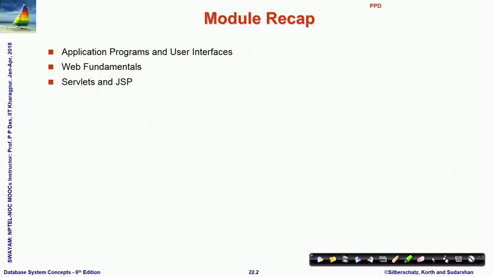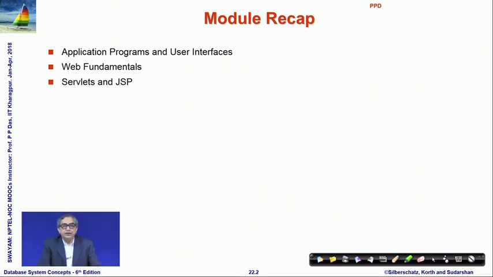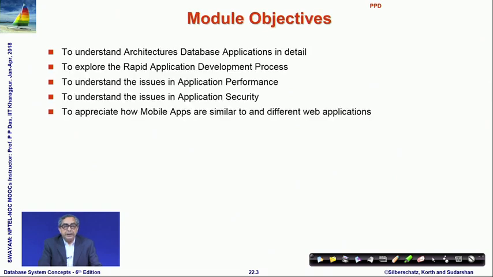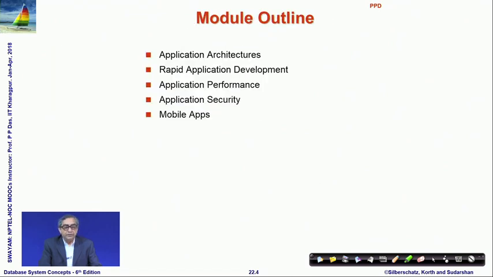In the last module, we took a quick look at application programs and user interfaces, and looked at the fundamental notions of the web, specifically servlets and JSP. In the current module, we would like to understand the three-tier architecture in a little more detail and quickly take a look into rapid application development processes, what kind of help is available to quickly develop applications, and then we will briefly look into the issues of an application's performance and its required security. At the end, we will discuss how a mobile app is similar to such web-based database applications and how they are different. So, this is the outline, the 5 parts.